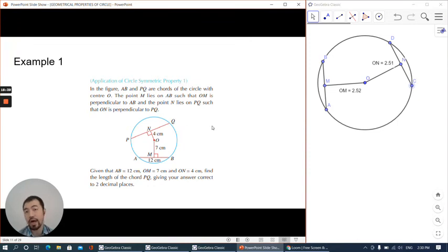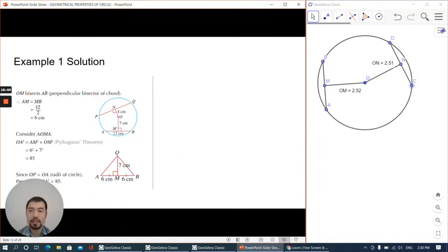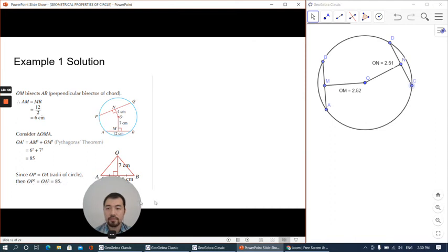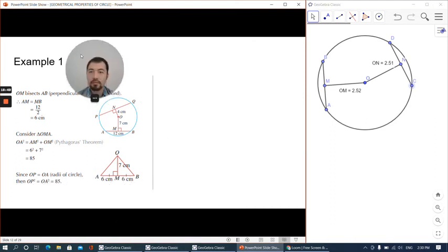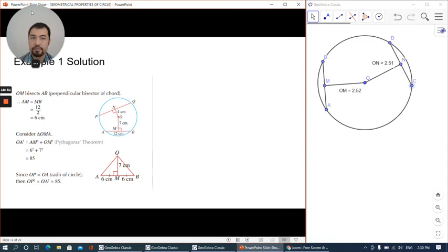All right, so how are we going to solve this one? Now, the first one, OM bisects AB, right? So that's from the first property. So we can say AM equals MB. That means 12 divided by 2, right? So AM is 6, MB is 6.